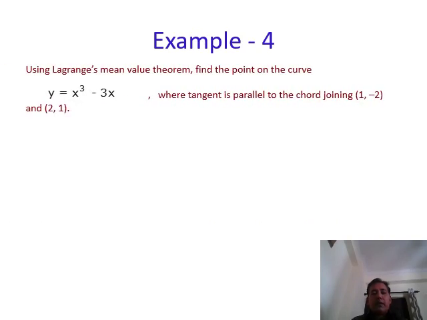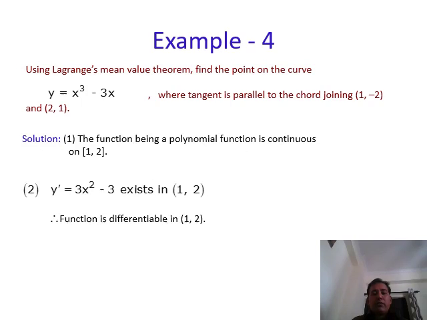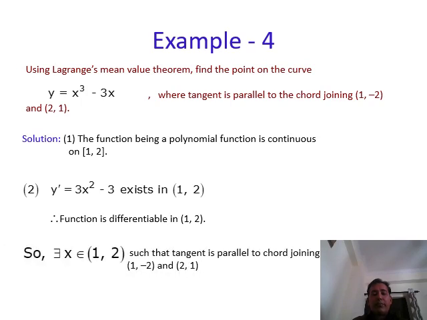Now, using Lagrange's mean value theorem, find the point on the curve y is equal to x cube minus 3x, where the tangent is parallel to the chord joining (1, -2) and (2, 1). The function, being a polynomial function, is continuous on [1, 2]. y dash is equal to 3x square minus 3, which exists in (1, 2). Therefore, the function is differentiable in (1, 2). So there exists x belonging to (1, 2) such that the tangent is parallel to the chord joining (1, -2) and (2, 1).